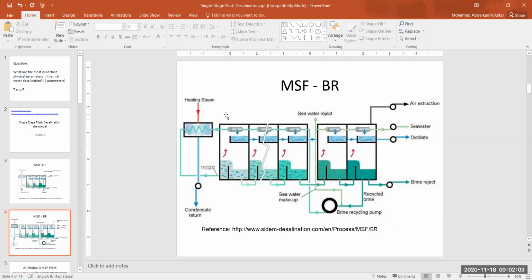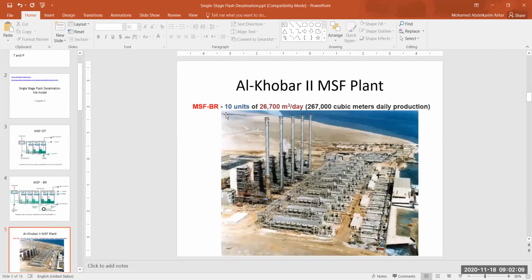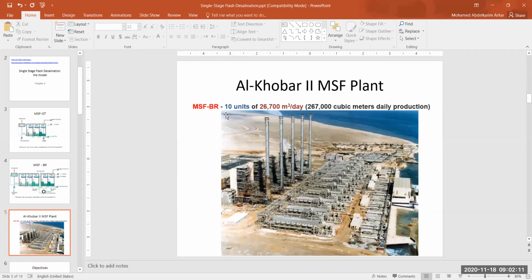Now, this is an overview of the multi-stage flash desalination system. But what we need to focus on now is the single stage unit. The picture that you see here is the Al-Khobar 2 multi-stage flash desalination system. Each one of these is an MSF system. So how many do we have? 1, 2, 3, 4, 5, 6, 7, 8, 9, 10. So we have 10 MSF units.